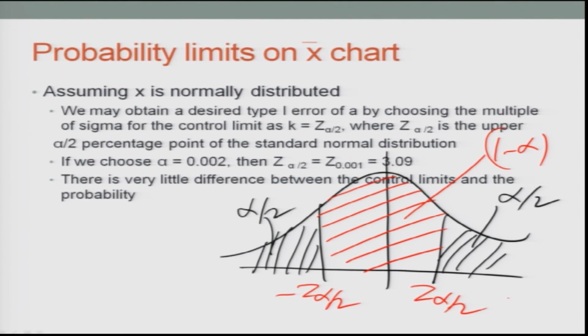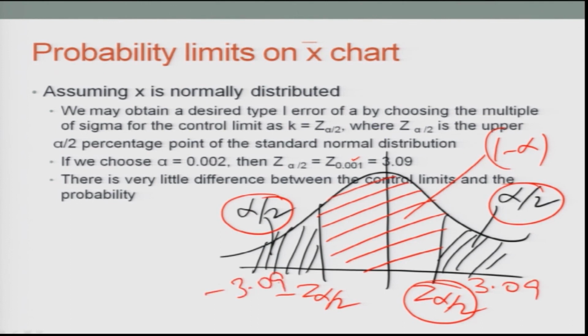So, we may obtain a desired level of type 1 error by choosing the multiples of sigmas for the control limit, which is z alpha by 2. So, that is the coefficient, where z alpha by 2 is the upper alpha by 2 percentile, which is here, and similarly we will have minus z alpha by 2 on the left hand side. So, if we choose alpha as about 0.002, so this would be 0.002 by 2, and similarly this value would be the same. So, we get the values of Z 0.001, which is given here as about 3.09 here, and minus 3.09 here, and we do the calculations accordingly.